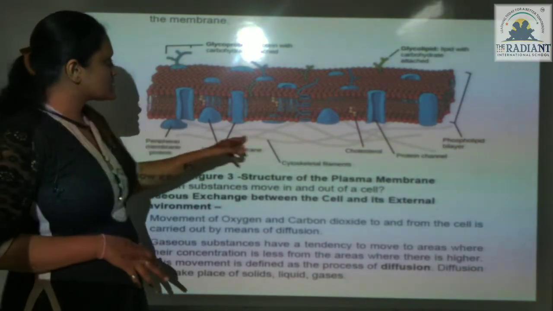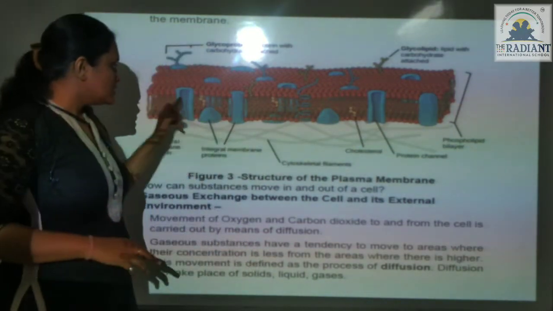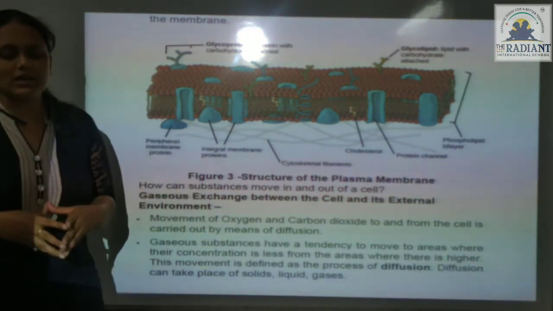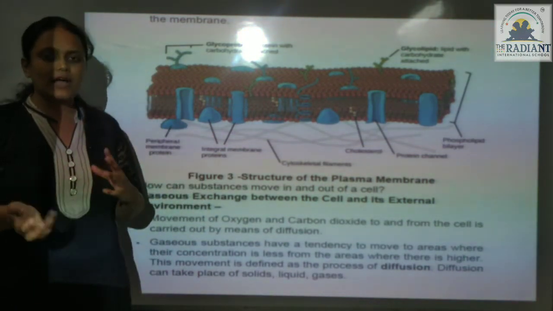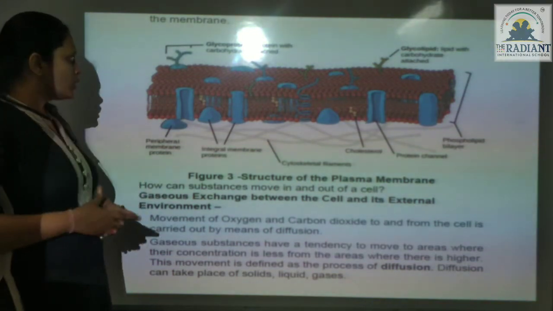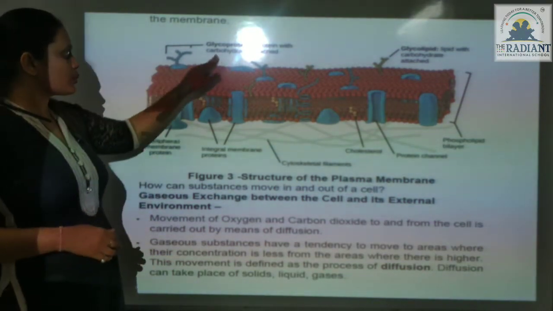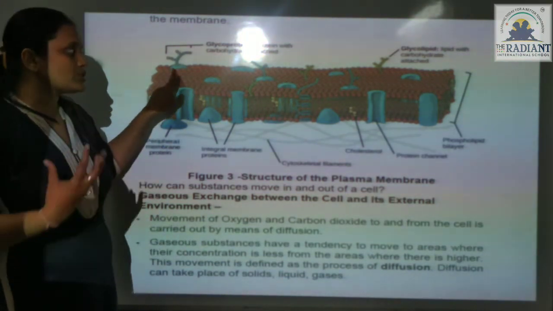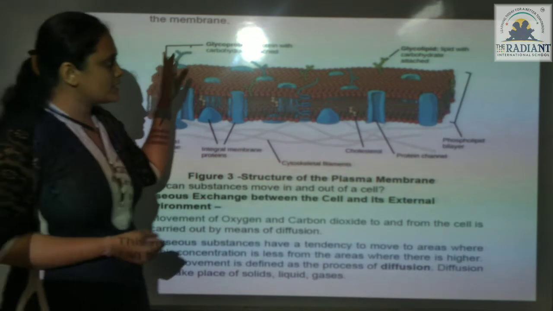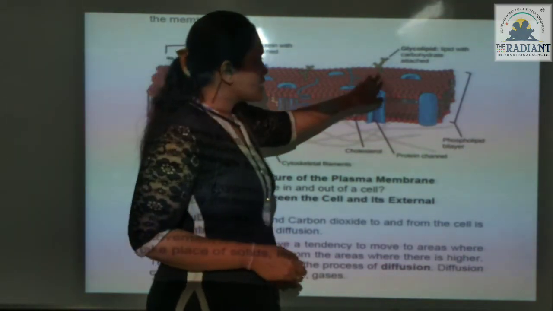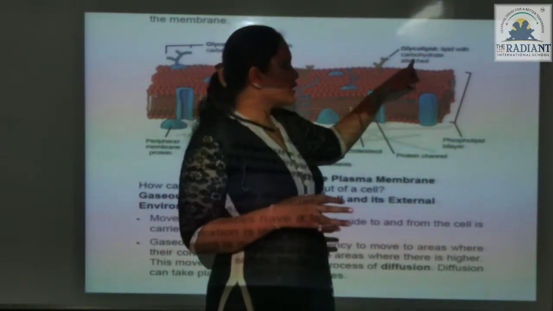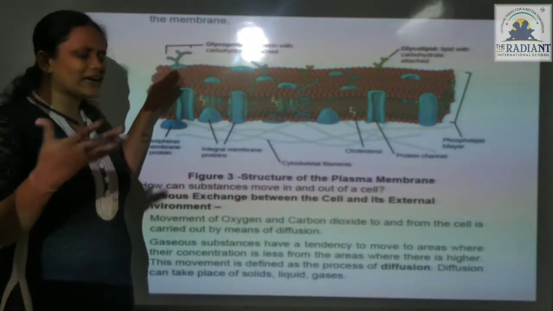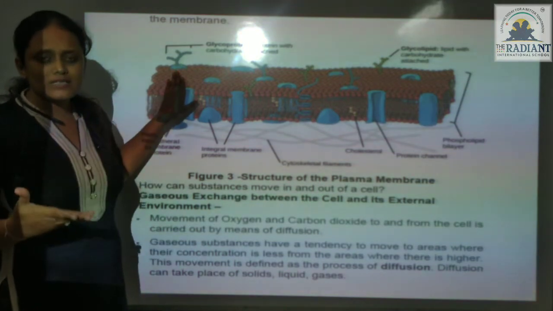Here you can see some protein channels. This protein channel is acting as a passage from where your substances can enter inside the cell or move out of the cell also. And here you can see some glycoprotein, protein with carbohydrate attached. So these are the proteins which are attached with the carbohydrate. And here in the yellow part you can see glycolipid, that is the lipid with carbohydrate attached, and it is on the extracellular side. So now by that you can judge what the extracellular side of the cell is.